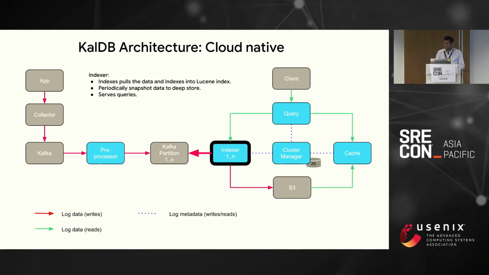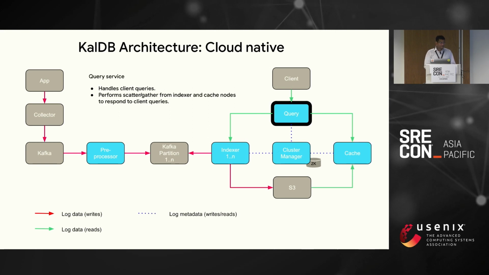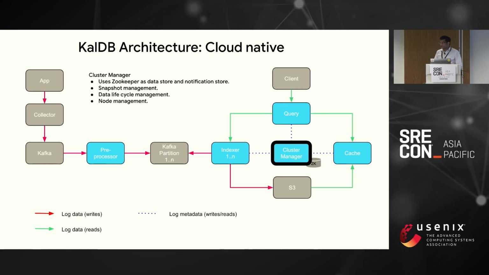The indexer consumes the messages from a specific Kafka partition, ingests the data, and then indexes it in Lucene. The indexer periodically snapshots this data into a deep store like S3, and it also serves queries on this data in real time. The cache component downloads the segments uploaded by the indexer from S3 and serves queries against them. The query layer handles all the incoming client queries, performs a scatter-gather aggregation across the indexer and the cache nodes, and returns the results.